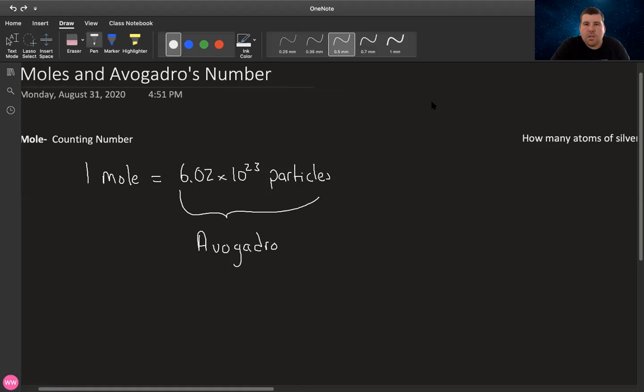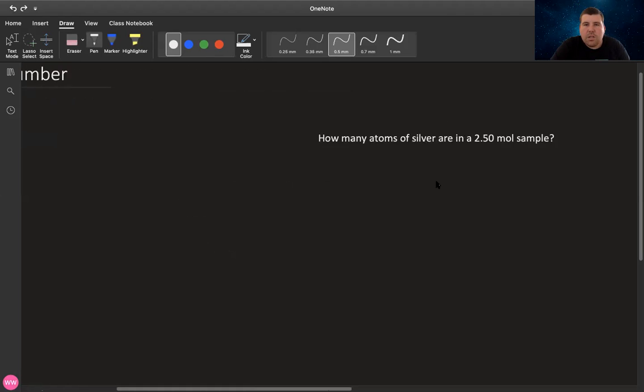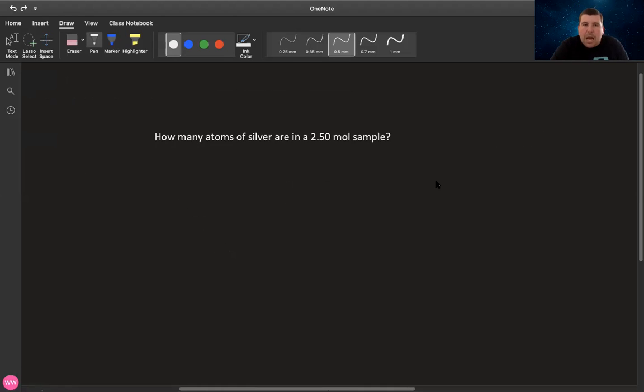So since we know that it's this many particles, what we're going to go ahead and do is try a problem out. How many atoms of silver are in a 2.5 mole sample? If you would like to try this out, now would be the time to pause the video. But I'm going to go ahead and work my way through this. So we know we have a 2.50 mole sample of silver, which is the element Ag.